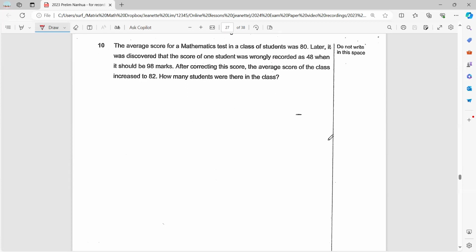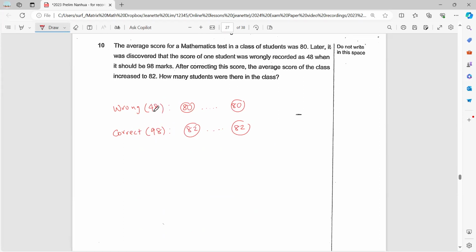Okay, so let's compare when it's wrong and when it's correct. When it's wrongly recorded, that student was recorded as a 48, right? The average was 80. So everyone gets 80. Next, if it's correct instead, then if it's 98, the average will be 82. So what is the difference in the total? The difference in the total is just due to this difference, right?